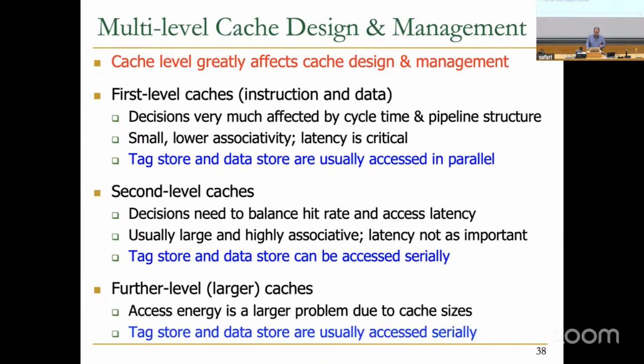And for further levels and larger caches, access energy is a larger problem due to cache sizes. So tag store and data store are usually also accessed serially. And there are a lot of design decisions that people make in order to reduce the energy consumption of these large caches. They may also use different memory technologies, like some emerging memory technologies instead of SRAM, that are more capacity optimized, and also they consume less energy. So there are a lot of design tricks that you can think of when you have different trade-offs, constraints, and optimization goals in different cache levels. Any questions?